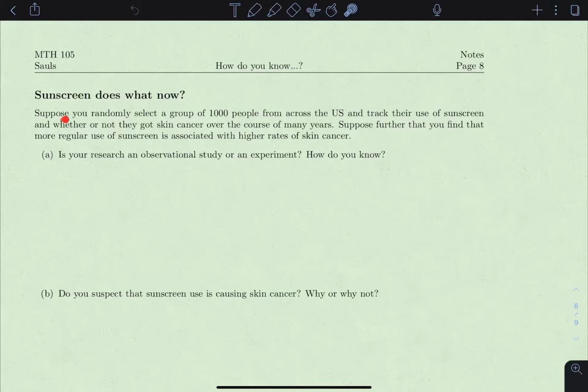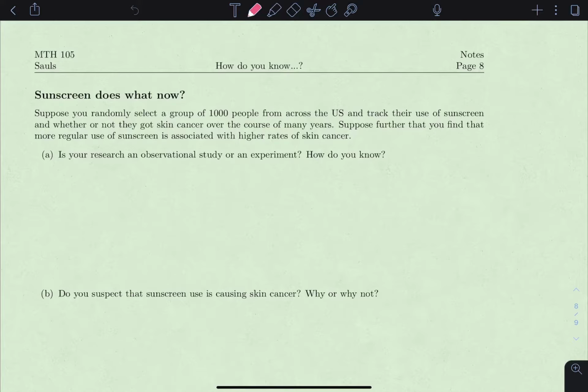Suppose you randomly select a group of 1,000 people from across the United States, track their use of sunscreen, and whether or not they get skin cancer over the course of many years. Then suppose further that you find that more regular use of sunscreen is associated with higher rates of skin cancer. So people who use sunscreen more often are seemingly more likely to get skin cancer.